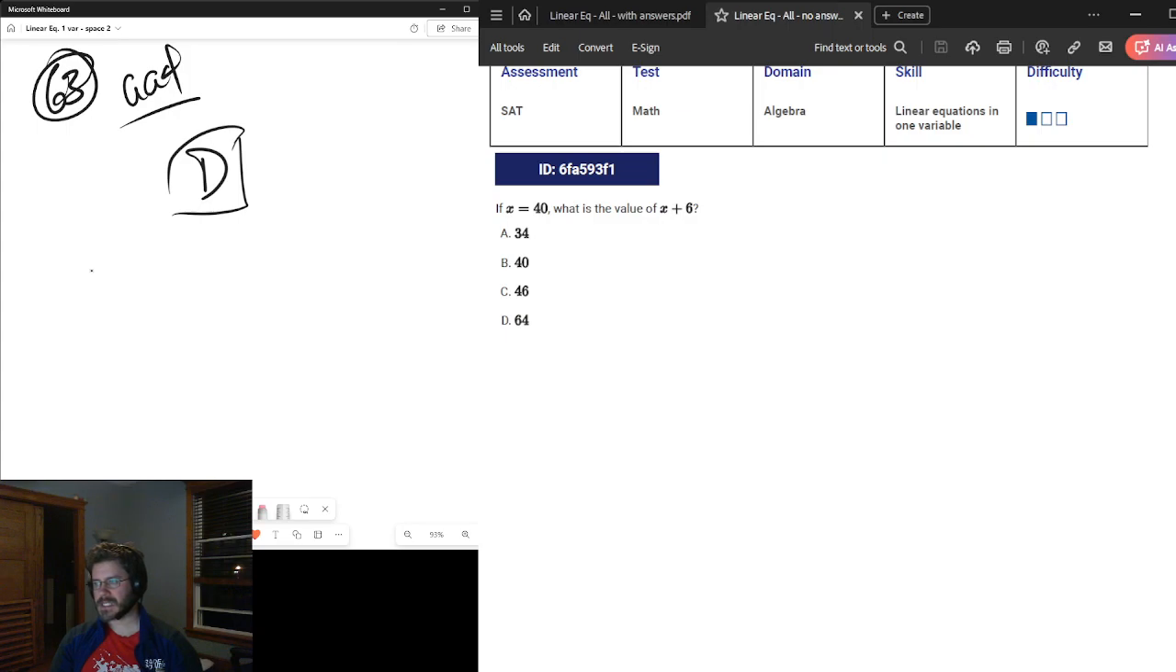They want x plus 6 here. X equals 40, so 40 plus 6 is 46. Don't overthink this. Why is this even a question? That was 3F1.